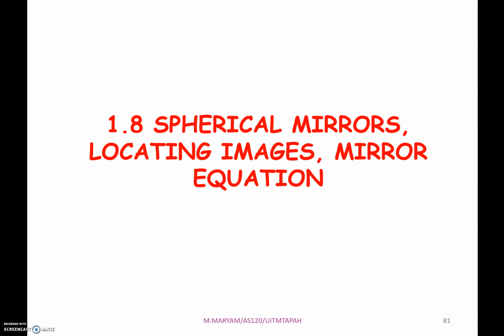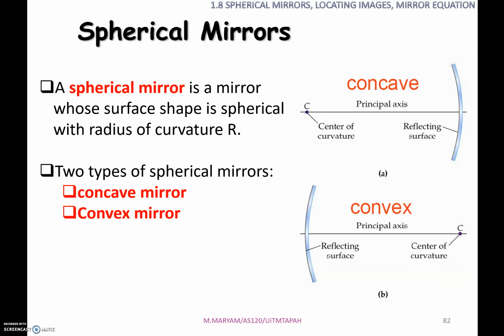So let's go to the final subtopic, which is spherical mirrors, locating images and the mirror equation. We've learned about lenses. If you still remember, we have two types of lenses, convex and concave. Mirrors are the same as lenses. They also have two types, convex and concave mirror, but the functions are opposite of each other. So it is opposite of lens.